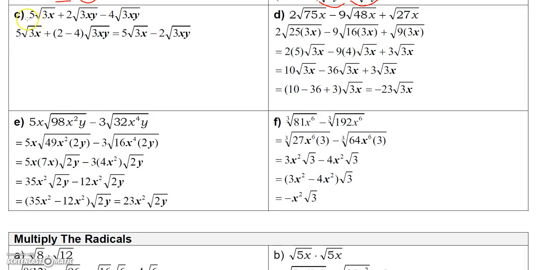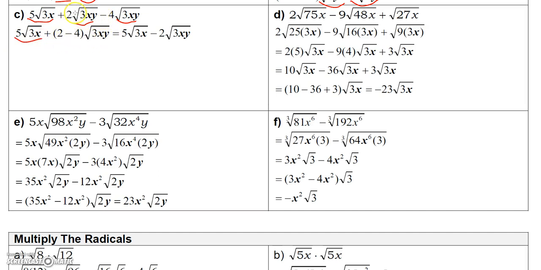Now on these, if you'll notice, the first one, the radical is square root of 3x, but on the next two, it's square root of 3xy. So we can combine these two, but we can't combine the first one. So we'll just bring the first one down, since it's not a like term.